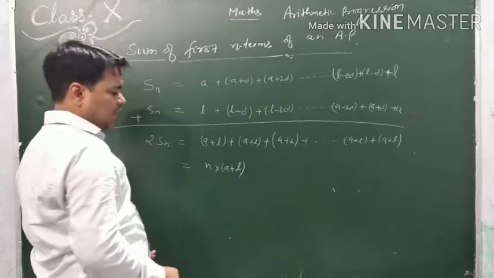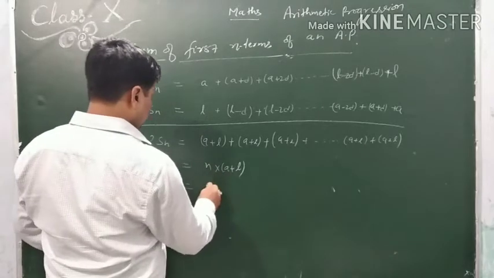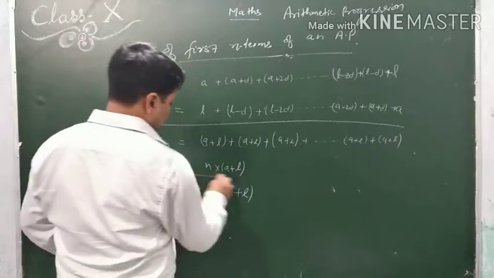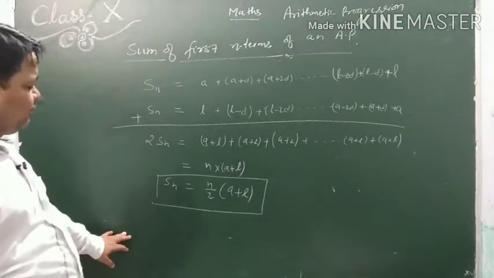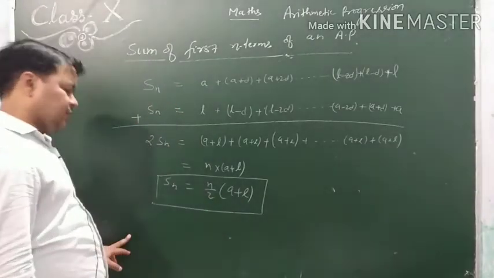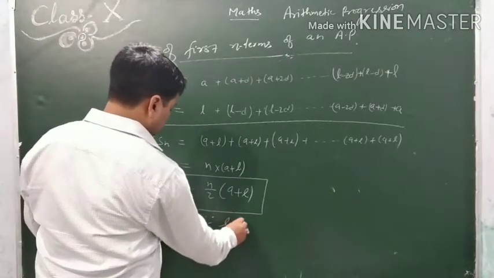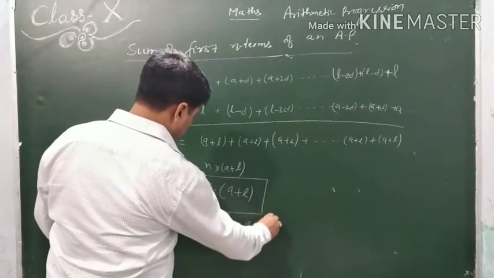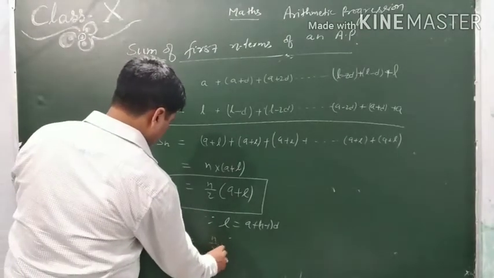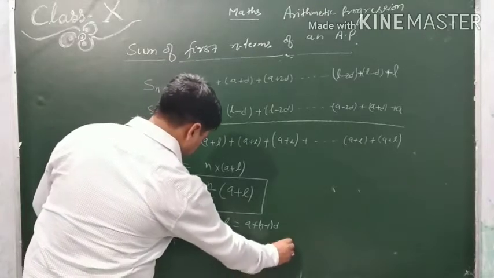It means here we are adding a plus L n times, then Sn is equal to n by 2 into a plus L. This is the formula for getting the sum of n terms when the first term and the last term are given. But we also know that the last term is equal to a plus n minus 1 into d. Then we can write Sn is equal to n by 2 into a plus a plus n minus 1 into d.